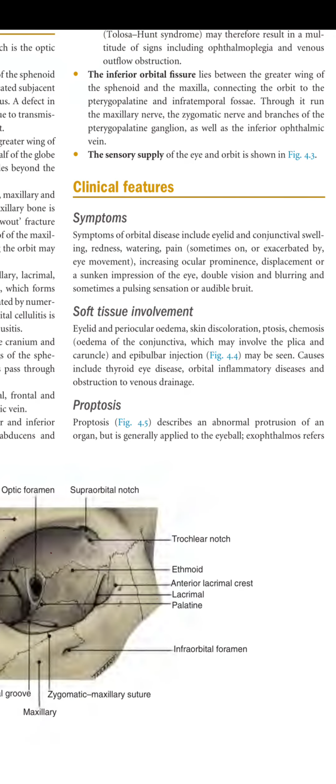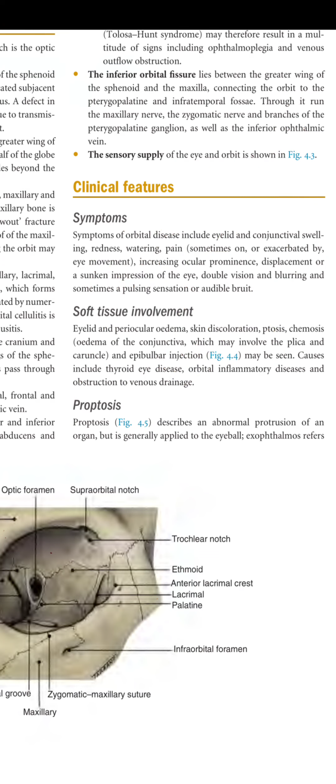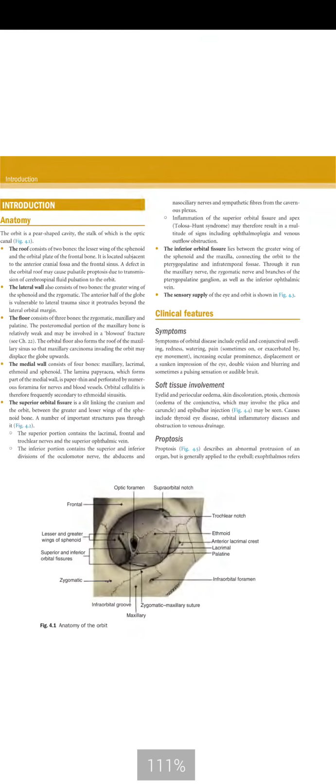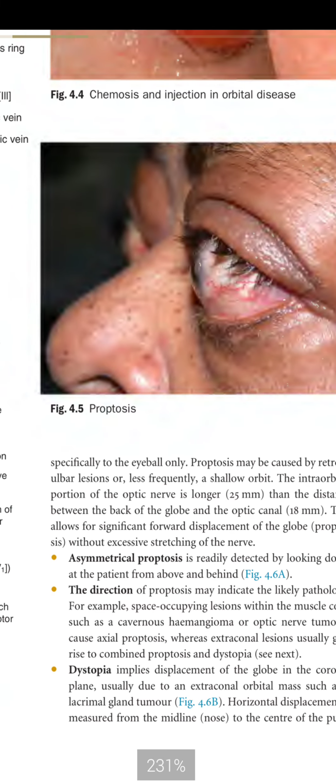Proptosis is one of the very important topics. It basically denotes the abnormal protrusion of an eyeball. Usually proptosis refers to any abnormal protrusion of an organ, but when applied to the eye it is specially called exophthalmos. Proptosis describes an abnormal protrusion of an organ, but it is generally applied to the eyeball. Exophthalmos refers specifically to the eyeball only.